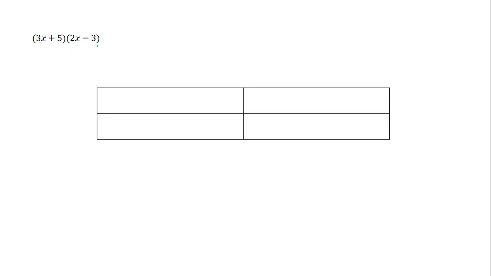So 3x plus 5 times 2x minus 3, we could simply FOIL if you want to use that, or distribute, right? But I'm going to use a box method, so I'm going to write one of the binomials on the top of the box and the other down the left side of the box. So we'll write 3x plus 5 across the top, and then 2x minus 3 to the left of the box. And now we're going to multiply these terms right in the grid, so I would have to distribute.